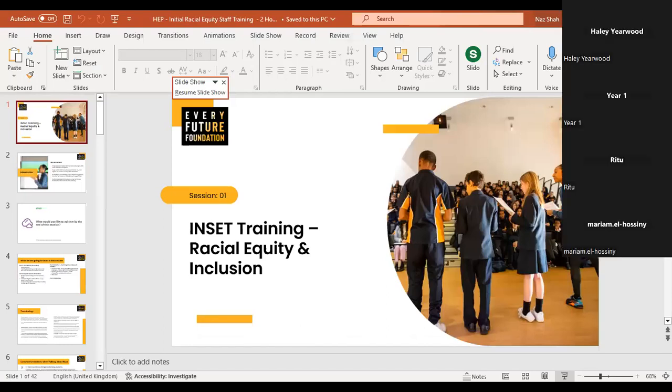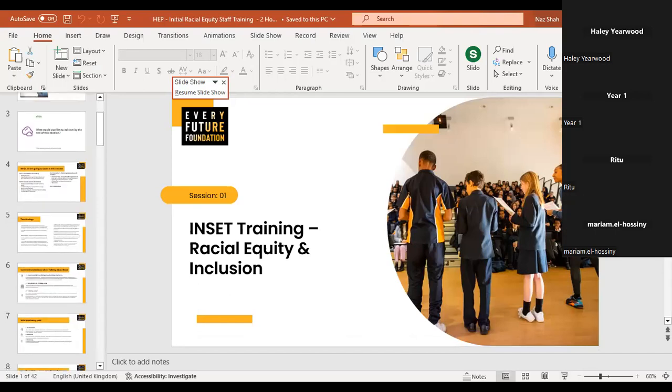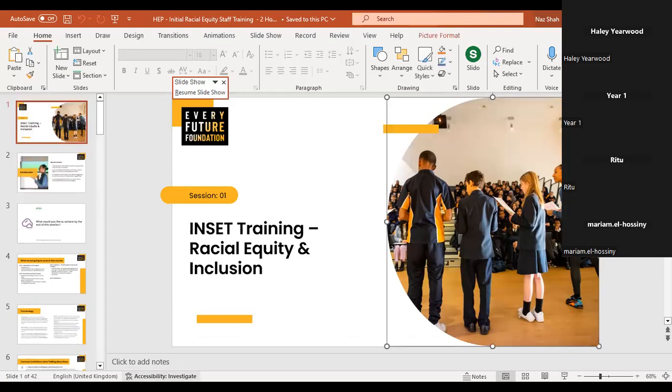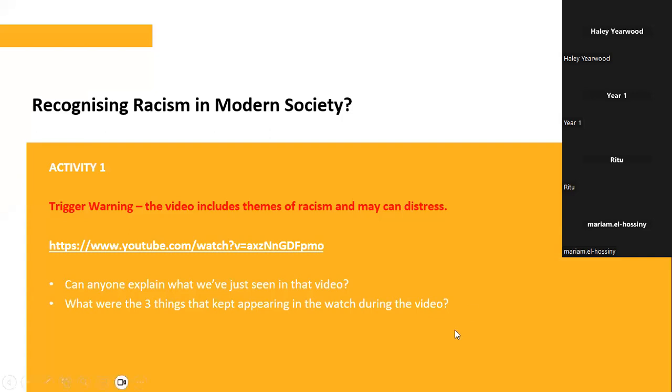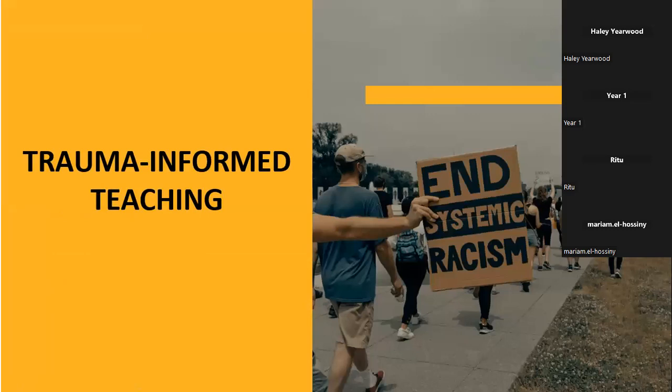So if you can pop in the chat box, or you can put your hand up and just let us know what those 3 things were that kept popping up. So the 3 things that were coming up in the watch. And we've got silence leads to compliance. One of them is safety. Anyone remember any of the other things? Happiness, yeah, happiness. Anyone got the last one? So the last one was belonging. So these are the three, yeah, thank you, Hayley.